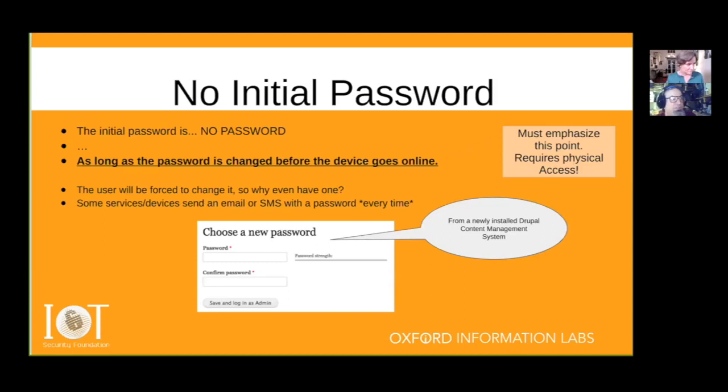So the user's going to be forced to choose it. So why even have one? So this comes down to a bit of an argument in the community. What if they never use the smart aspects of the device? Is that going to be a problem?